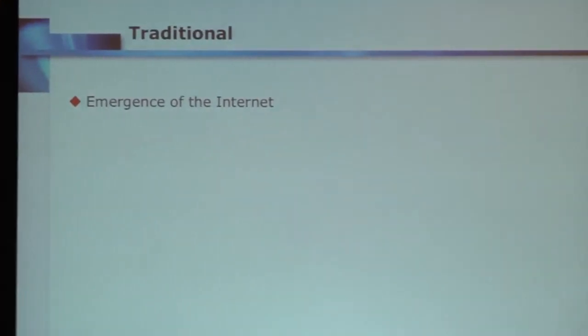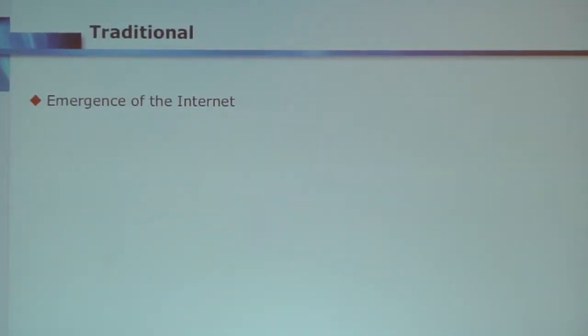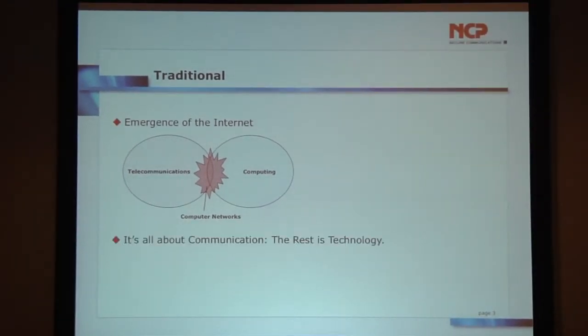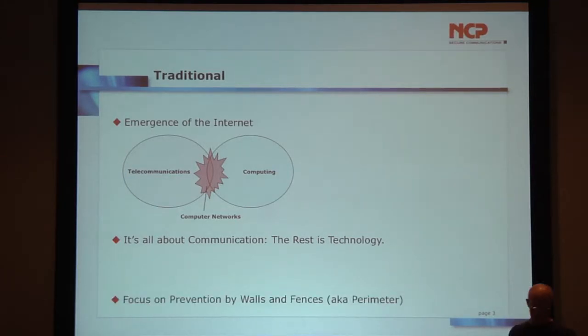So, brief historic overview. The internet, of course, has emerged out of the evolution of two major areas of technology, right? Telecommunications and computing. It's all about communication. The rest is technology, I think, is a phrase that captures, in essence, what is driving the evolution of the internet, right? The need for communication, exchange of data and information.